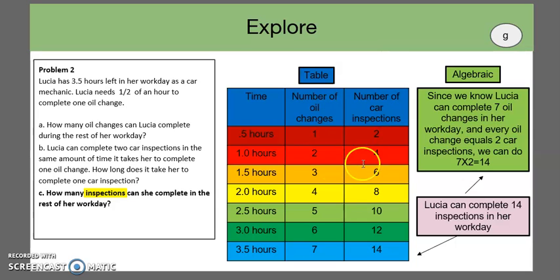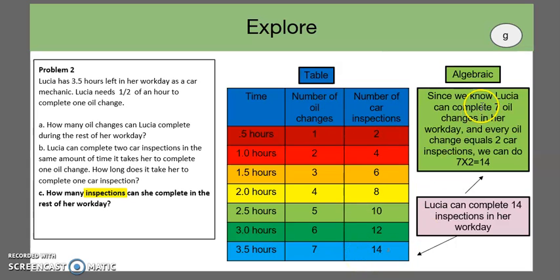When we do this, we notice that there's a pattern. We can have students identify what the pattern is, and if we wanted to continue the chart in the table, how this would look like. So here we see that in 7, the number of oil changes, which is 7, the number of car inspections is 14. So we just follow the pattern and we get our answer.